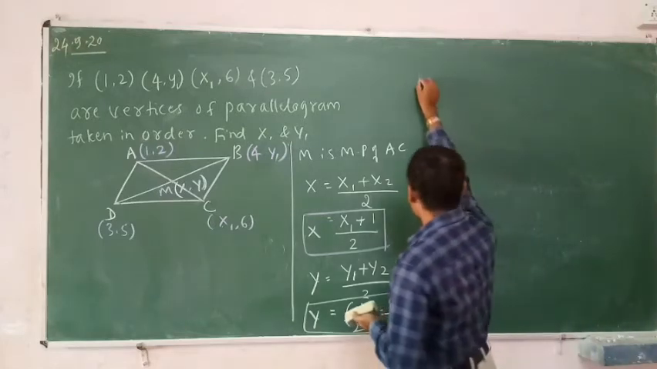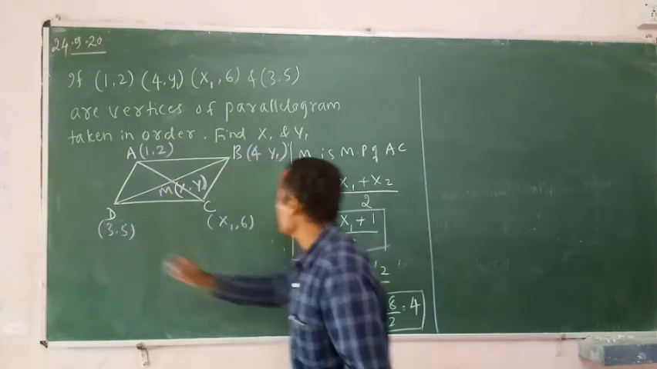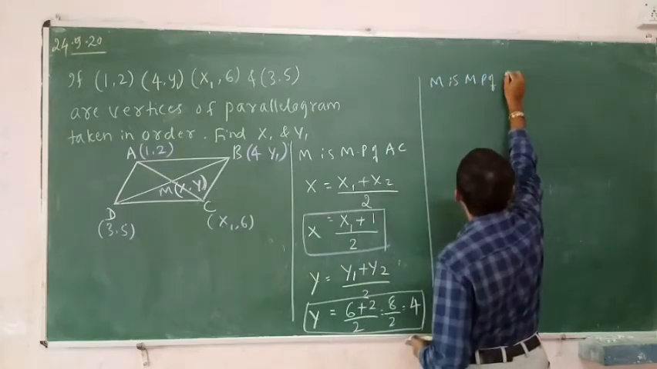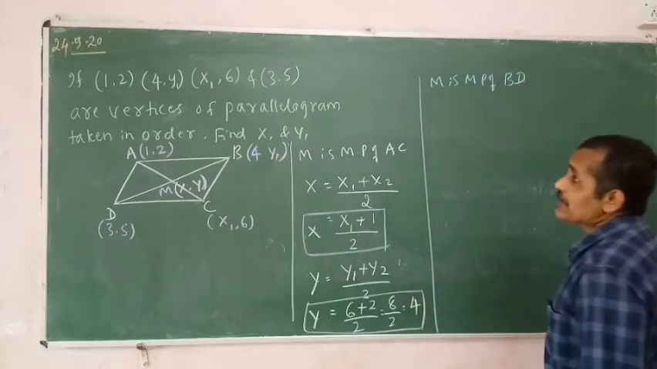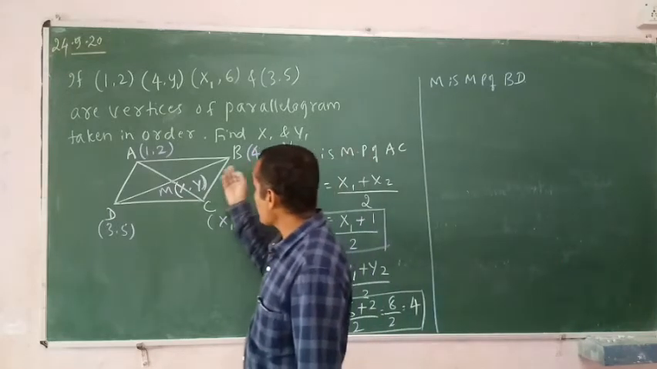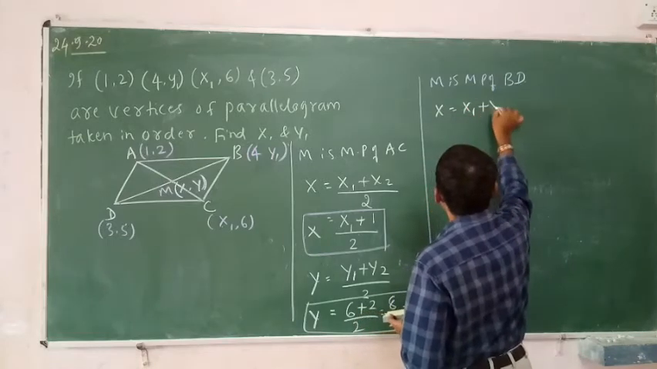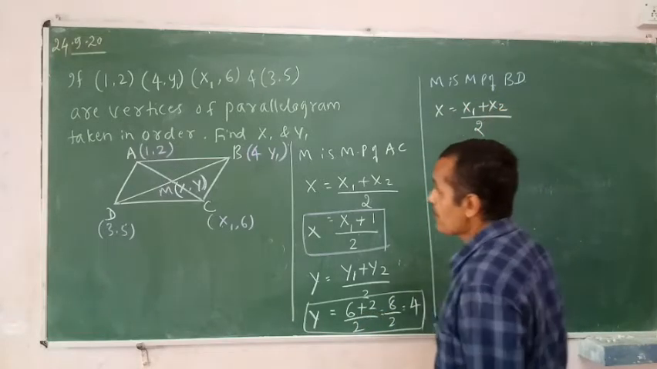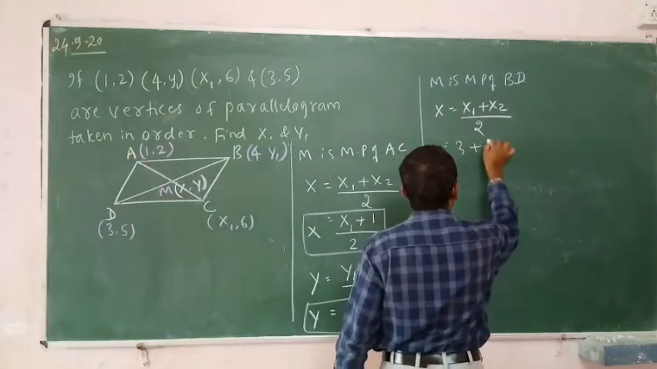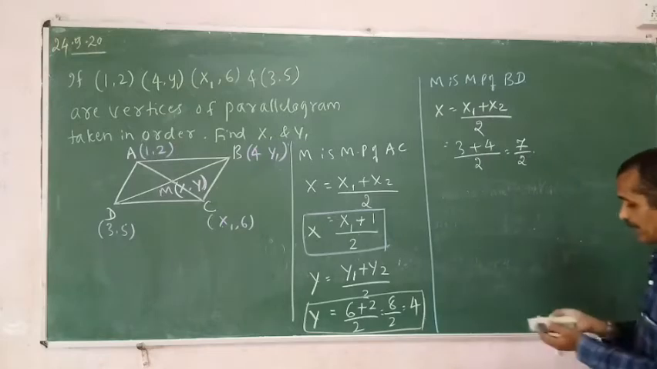Now what I can say further? M is the midpoint of BD also. Okay. What I can say now? M is the midpoint of BD. So again by the section formula I can say x is equal to x1 plus x2 divided by 2. x1 plus x2, it is 3 plus 4 divided by 2, nothing but 7 by 2.